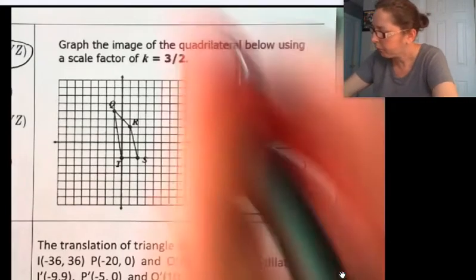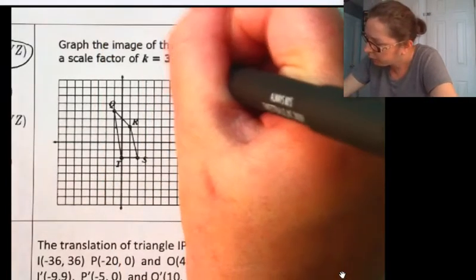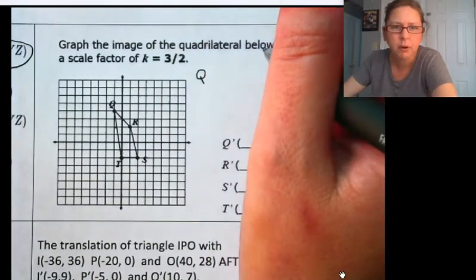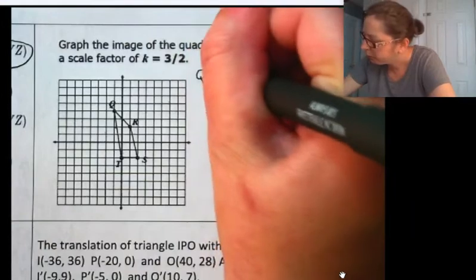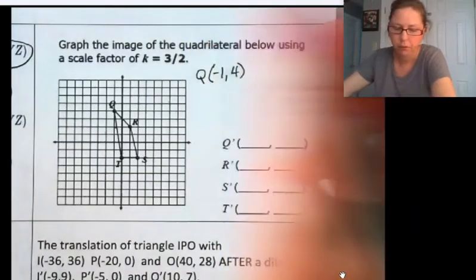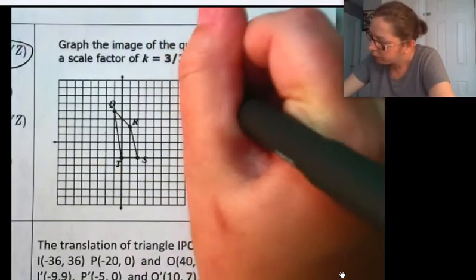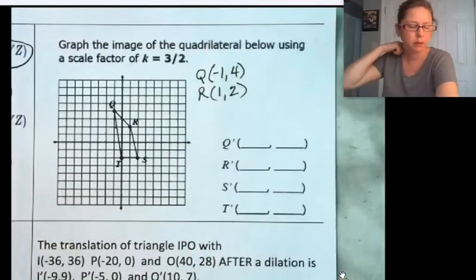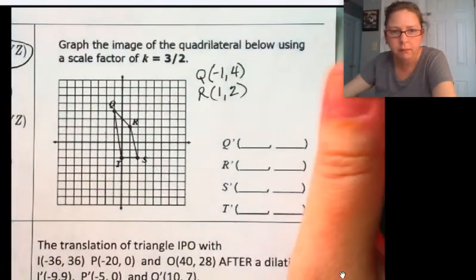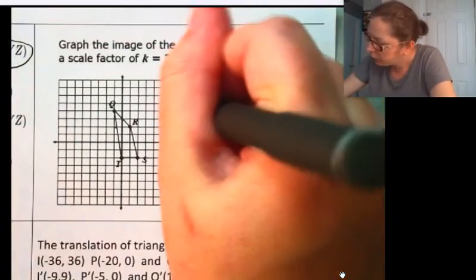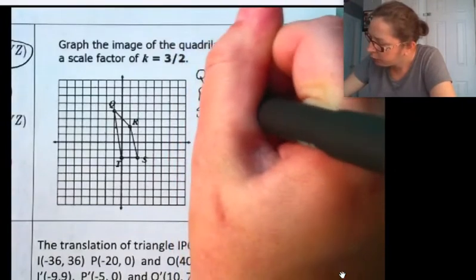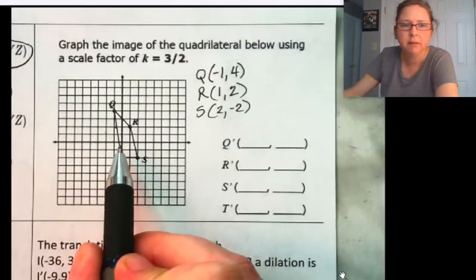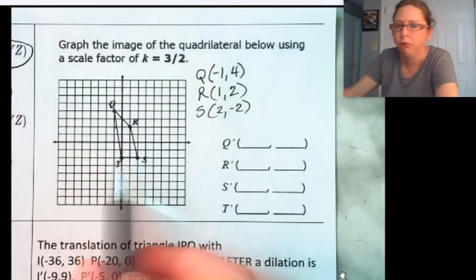So Q is at -1, up 4. R is over 1, up 2. S is +2, -2. So I'm having to look at where these points are plotted. T is at 0 because it's on the origin, and down 2.